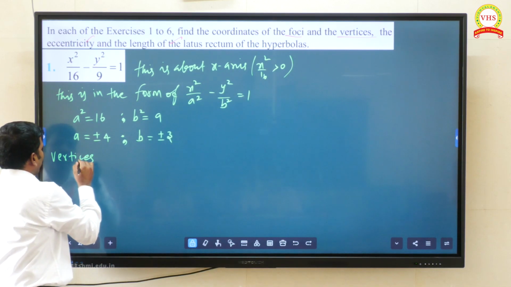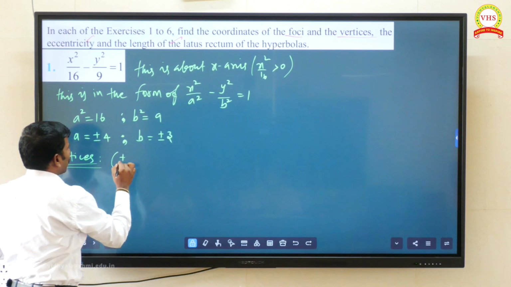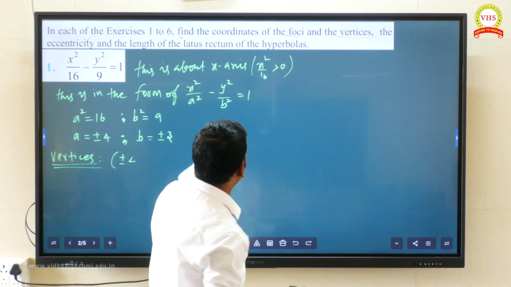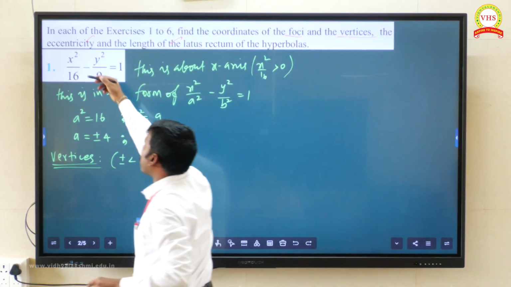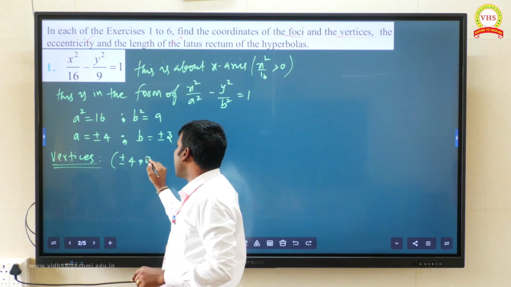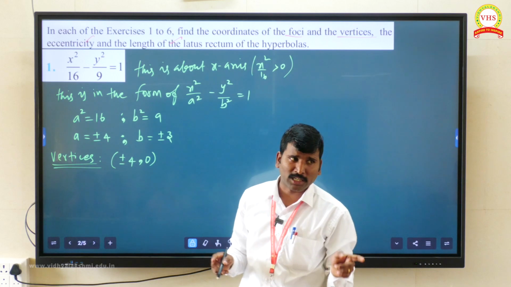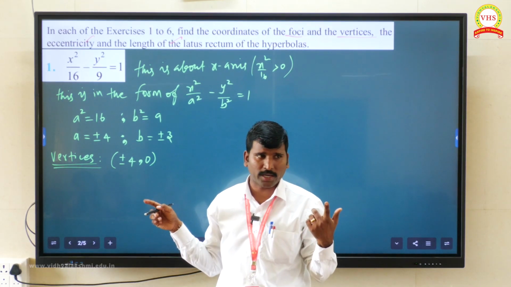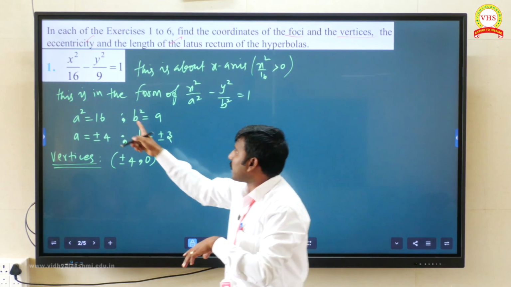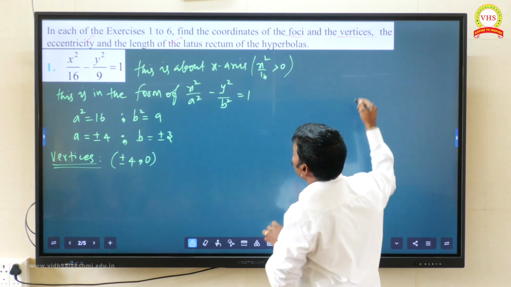So vertices, I'm going to find. It's about the x-axis, right. Then plus or minus a only we have to take. Always we have to take about the x-axis. Under x square, what is the value? 16. Then the root of 16 is what? 4. Plus or minus 4, comma 0, is our required vertices. See, there is a b value also, but no need to consider it. B is the conjugate axis, so no need to consider it. Here we consider only the positive place, that is our required vertices. Vertices is over. Then I'm going to the eccentricity.